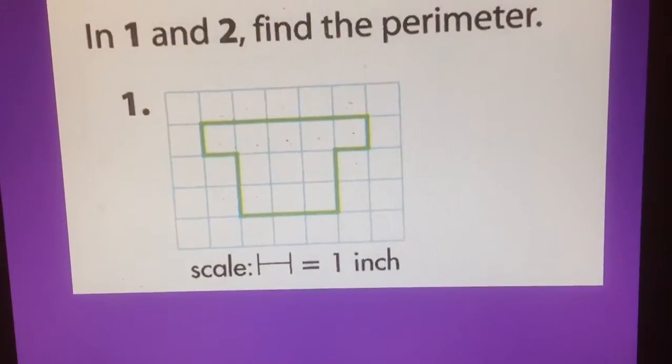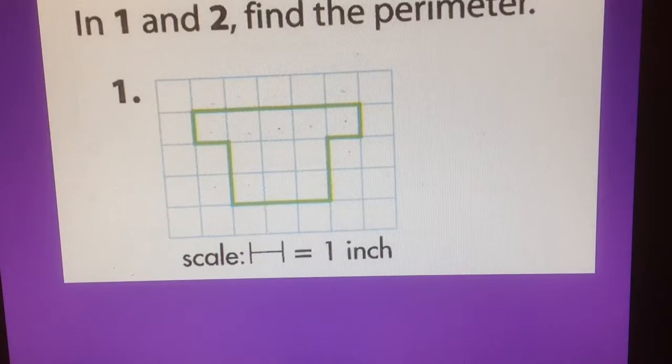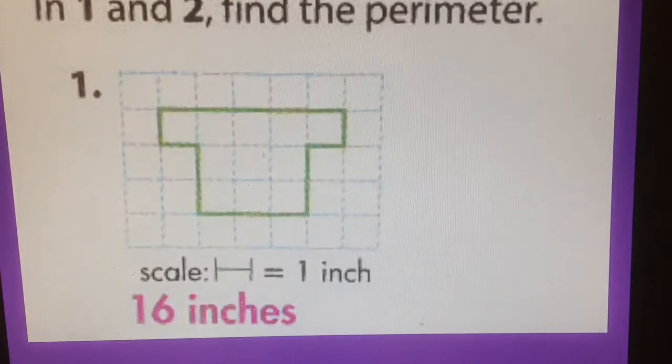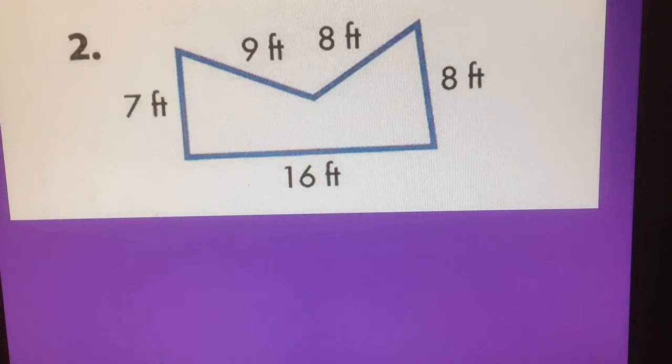We checked to find what the perimeter was in this shape, and you can pause the video to count the edges yourself. Altogether, the perimeter is 16. Here's another one to try, and this time there's no boxes. We talked about problems like this. We just add the numbers. 9 plus 8 plus 8 plus 16 plus 7.